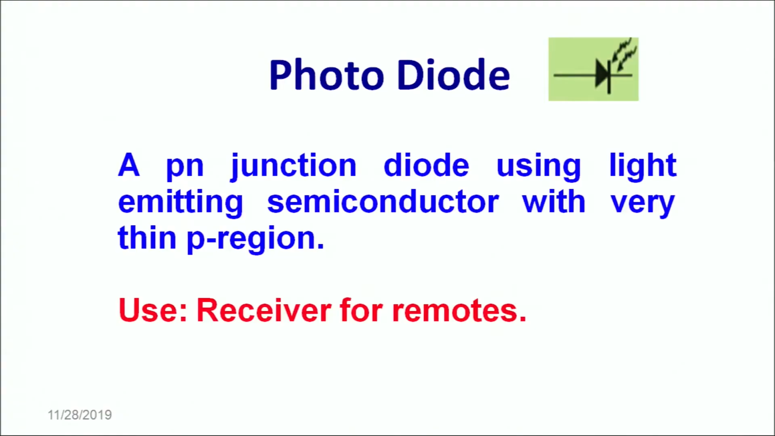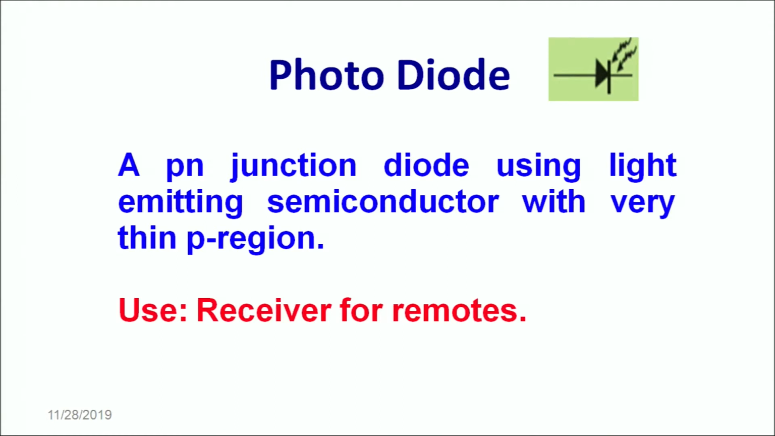Another type of diode is a photodiode. A photodiode is basically a PN junction diode which uses light sensitive semiconductor with a very thin P region. This is the symbol of the photodiode. The photodiode receives light and then converts it into electrical current. It is basically used as receivers for remote.